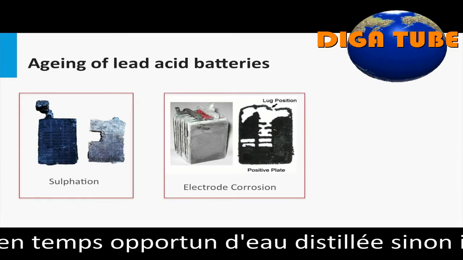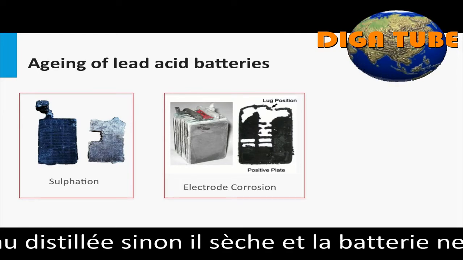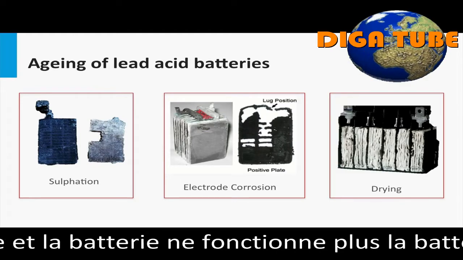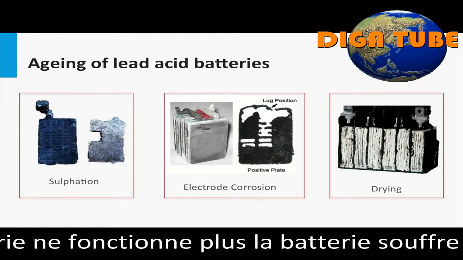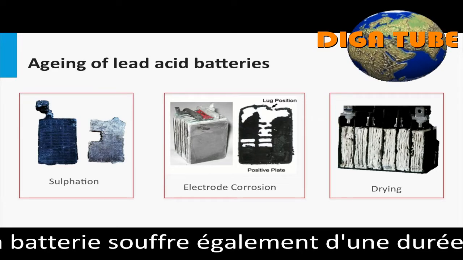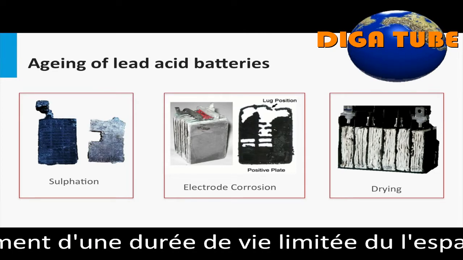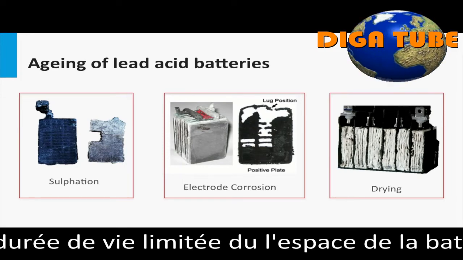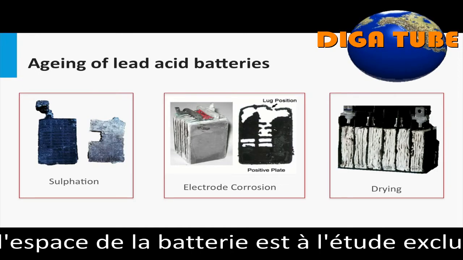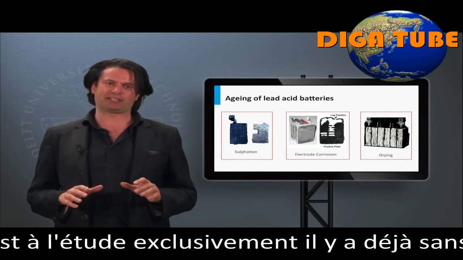Corrosion of lead grit at the electrode is another common aging mechanism. This leads to increased grit resistance due to high positive potentials. Another cause is the drying out of electrolyte. Gassing can occur at high charging voltages, resulting in loss of water. This should be replaced by timely addition of distilled water. Otherwise, it dries out and the battery no longer functions. Thus the battery also suffers from a limited lifetime.